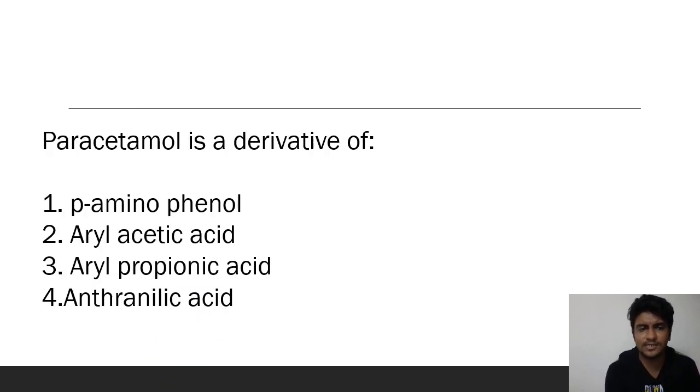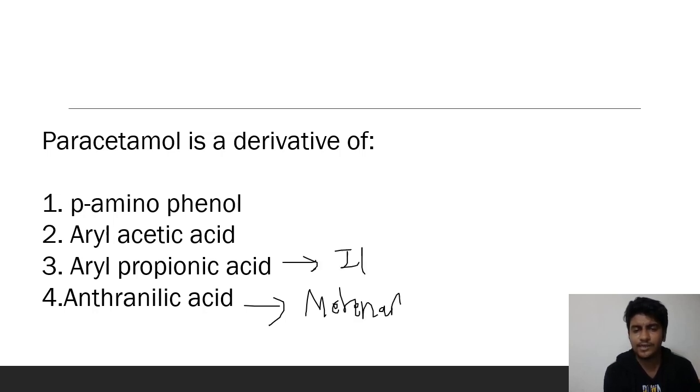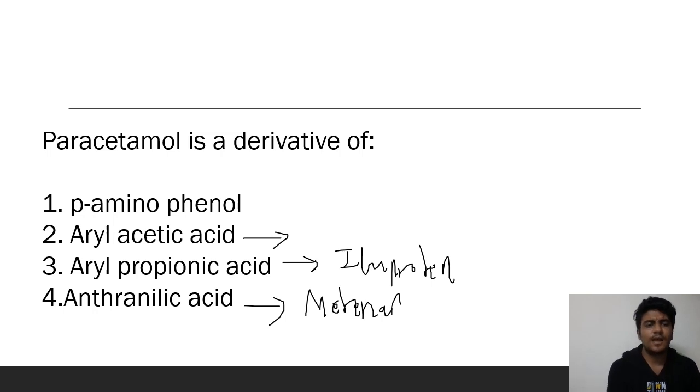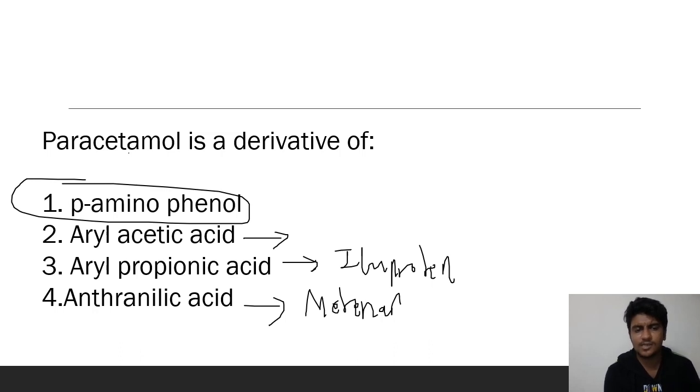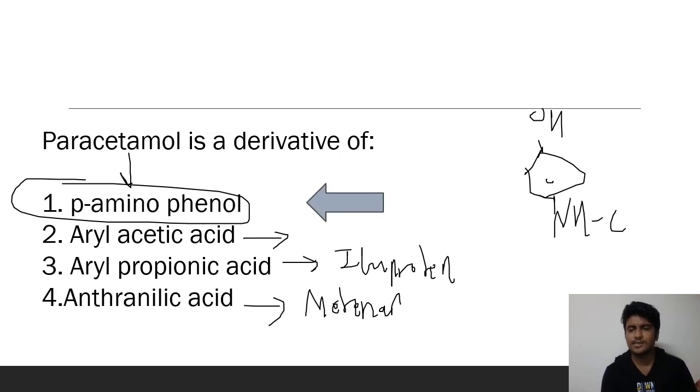Next up we have, paracetamol is a derivative of. Such an easy question to answer. Anthranilic acid: we all know that mefenamic acid belongs to the class of anthranilic acid. Aryl propionic acid: ibuprofen, ketoprofen, flurbiprofen, all the profens. Aryl acetic acid is also a very important category of NSAIDs. And next we have para-aminophenol. So para-aminophenol is the main answer because that is what paracetamol contains. At the para position you have an amino group, NHCOCH3, and then you have a hydroxyl group. So that is what the derivative is. Para-aminophenol is the right answer.